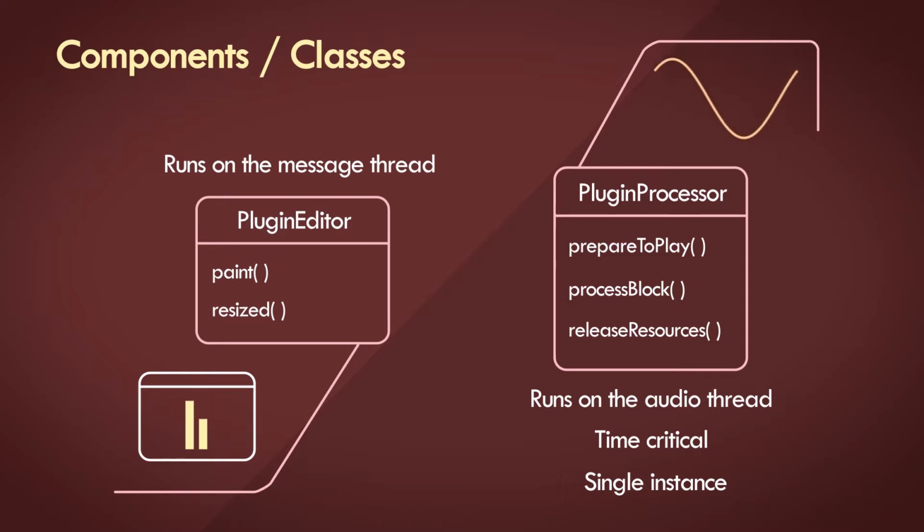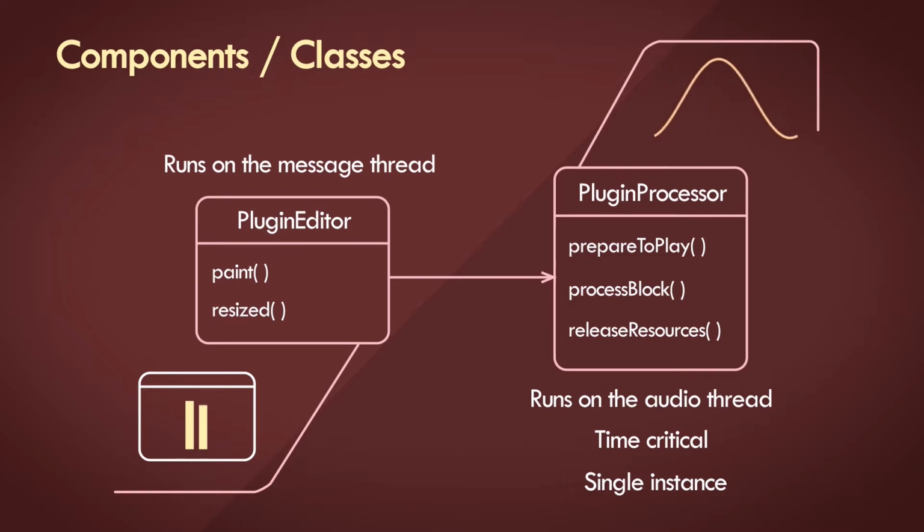Now the plugin processor is only concerned with itself. It is oblivious to whatever happens around it. The plugin editor, on the other hand, is dependent on the plugin processor. It has an instance of the plugin processor, and the editor can call and access methods within the processor, but not the other way around.